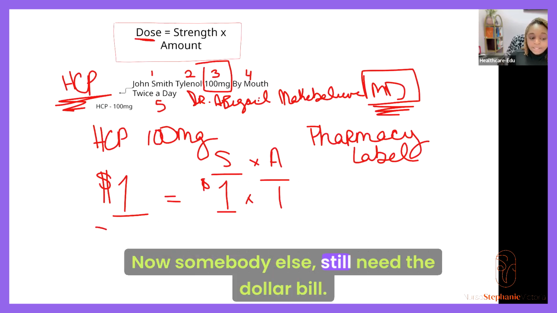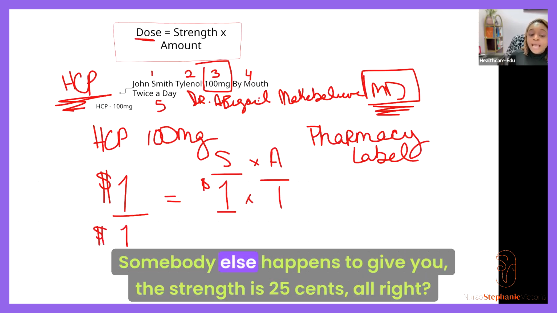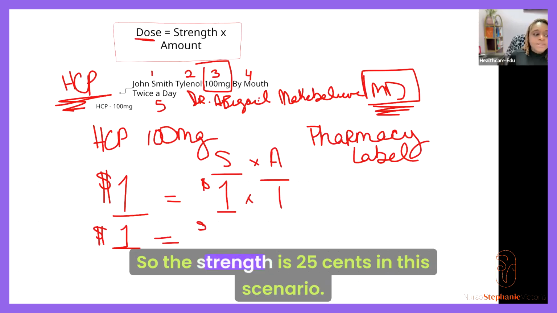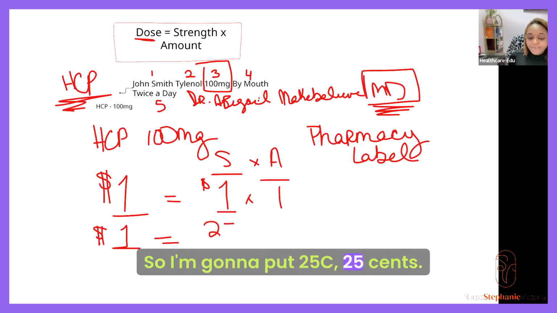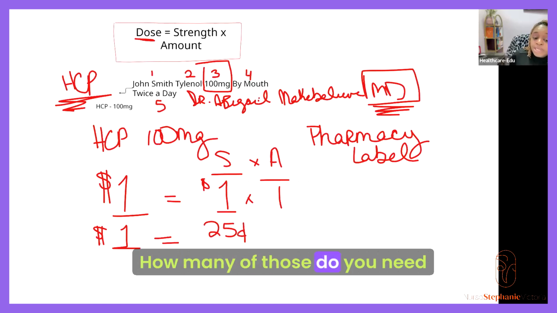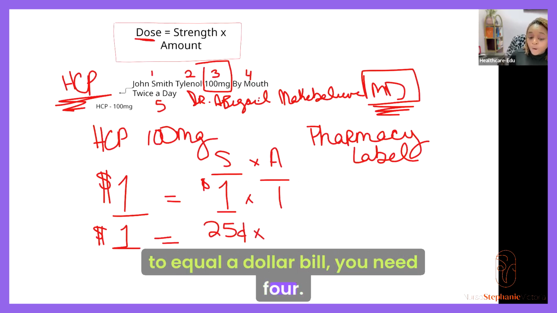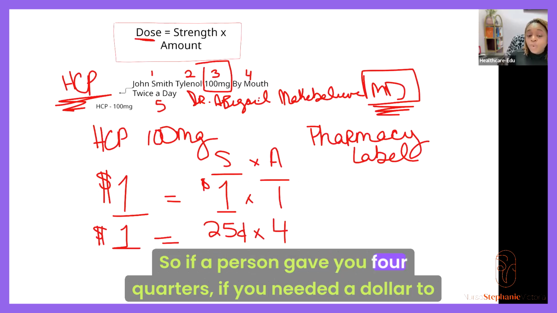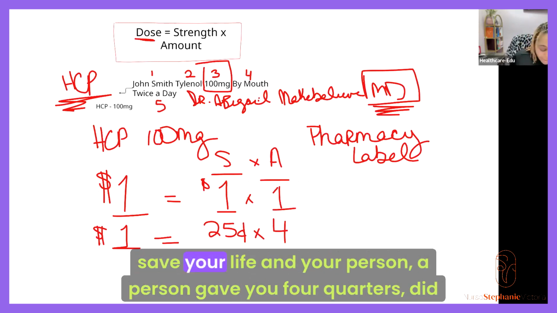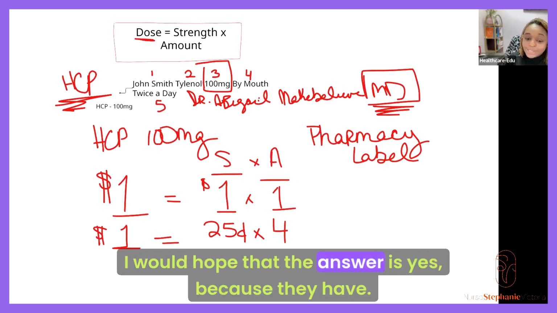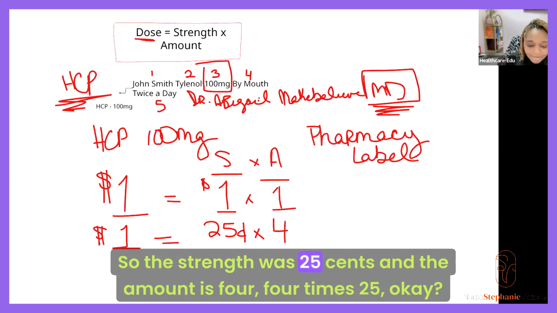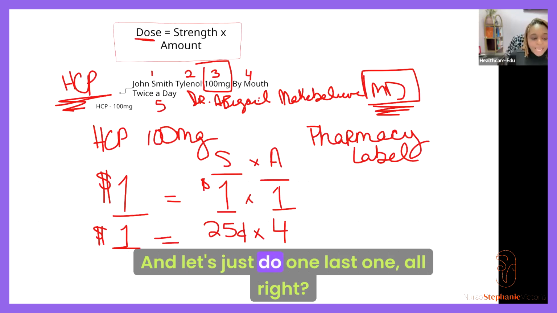Now, you still need the dollar. Somebody else happens to give you, the strength is 25 cents, all right? So the strength is 25 cents in this scenario. How many of those do you need to equal a $1 bill? You need 4. So if a person gave you 4 quarters, did they save your life? I would hope that the answer is yes, because they have. So the strength was 25 cents and the amount is 4. 4 times 25, okay?